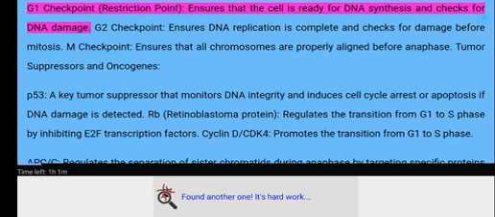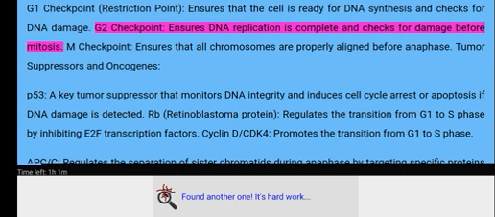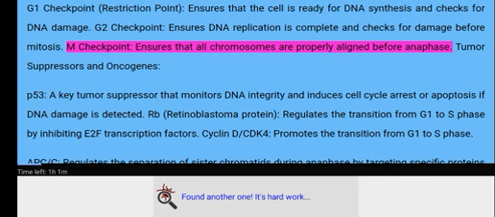Cell cycle checkpoints. The G1 checkpoint, or restriction point, ensures that the cell is ready for DNA synthesis and checks for DNA damage. The G2 checkpoint ensures DNA replication is complete and checks for damage before mitosis. The M checkpoint ensures that all chromosomes are properly aligned before anaphase.